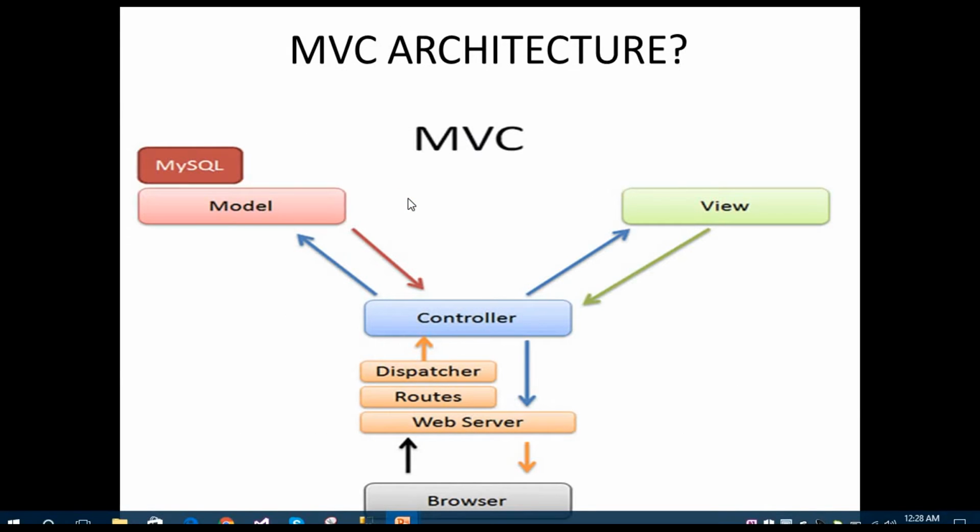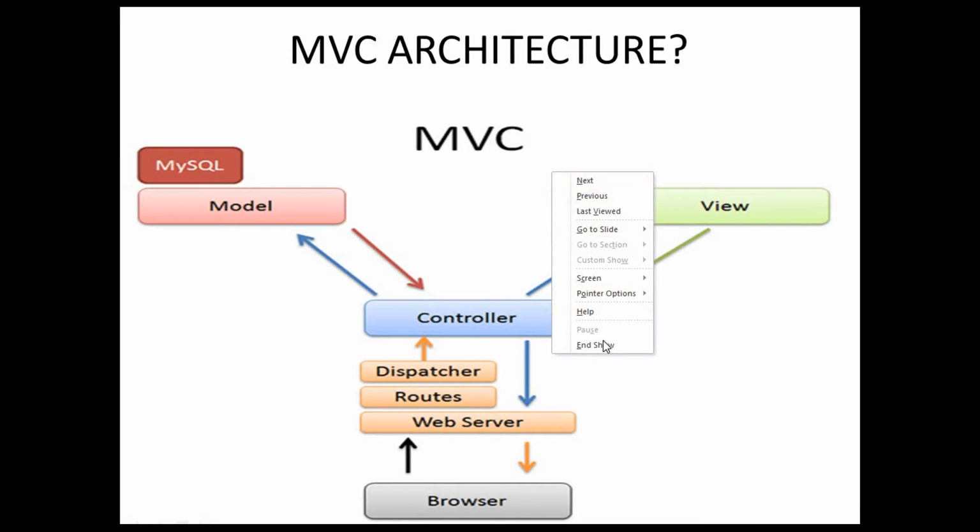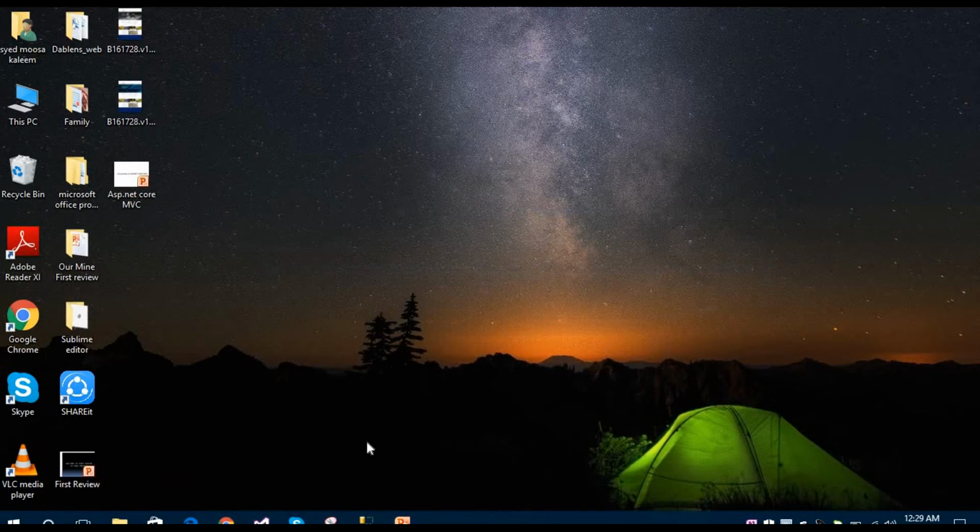This is the MVC architecture. As you can see, when a client, a user or a browser makes a request to the web server, on the web server we have some routes. Those routes will be dispatched to the controller, and the controller is going to handle that request. It manipulates the model, if any model is there, and it returns it to the view. So this is all about the MVC architecture. Let's explore this further in detail, in depth, with our demo application.